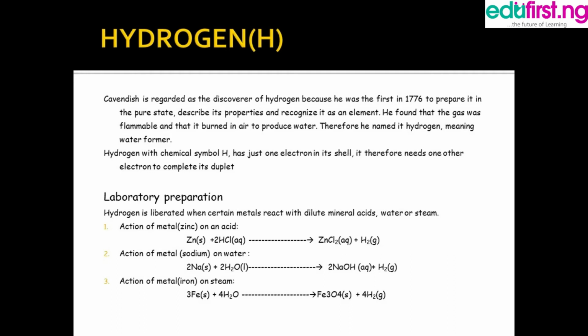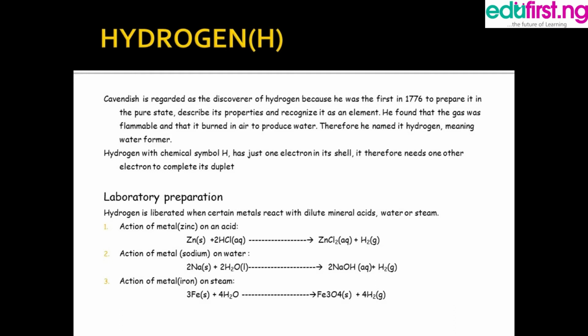The third method in the lab is the action of metal on steam. That's very hot water, which is already in the gaseous state. Okay, so we have iron reacting with 4 molecules of steam to give us iron oxide and hydrogen gas.